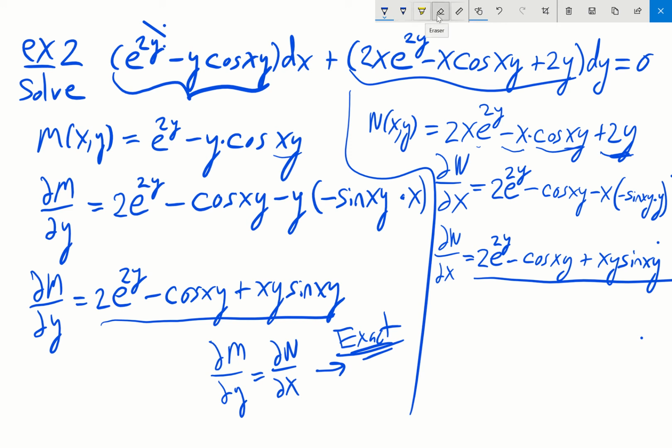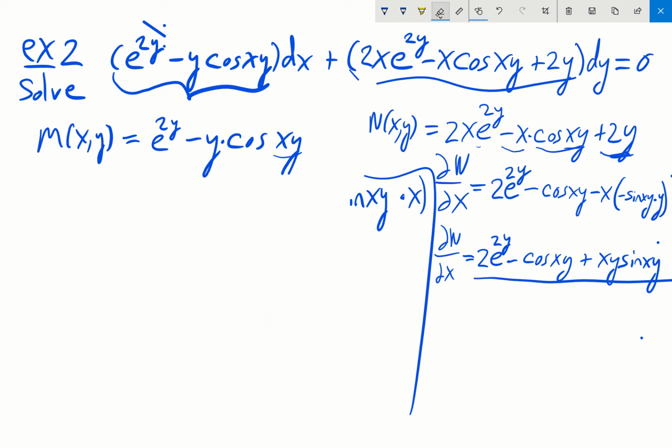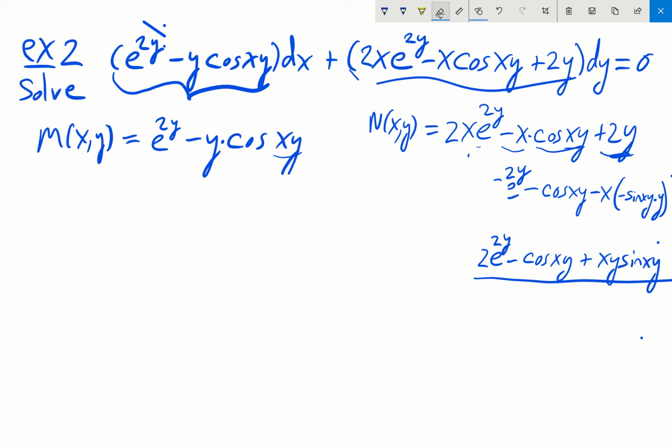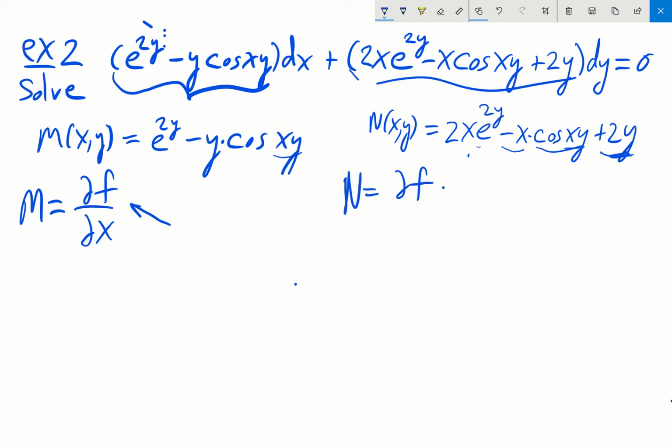Now that we know that we have an exact differential equation, we know that this came from the differential of some function. So in particular, we know that our component functions, M, we come back up here, M was the partial of f with respect to x. So we can rediscover f up to a constant by integrating M with respect to x, and that will allow us to get the function f back. We also know that N is the partial of f with respect to y.